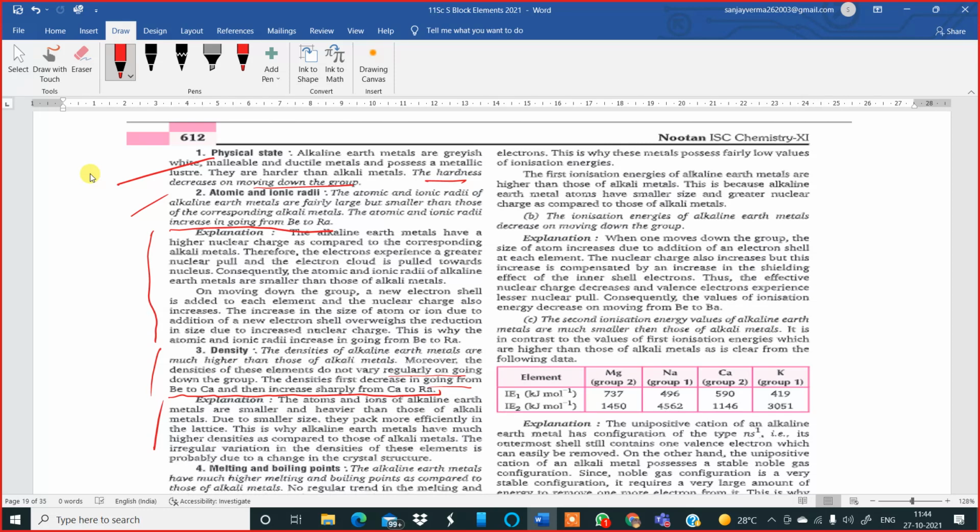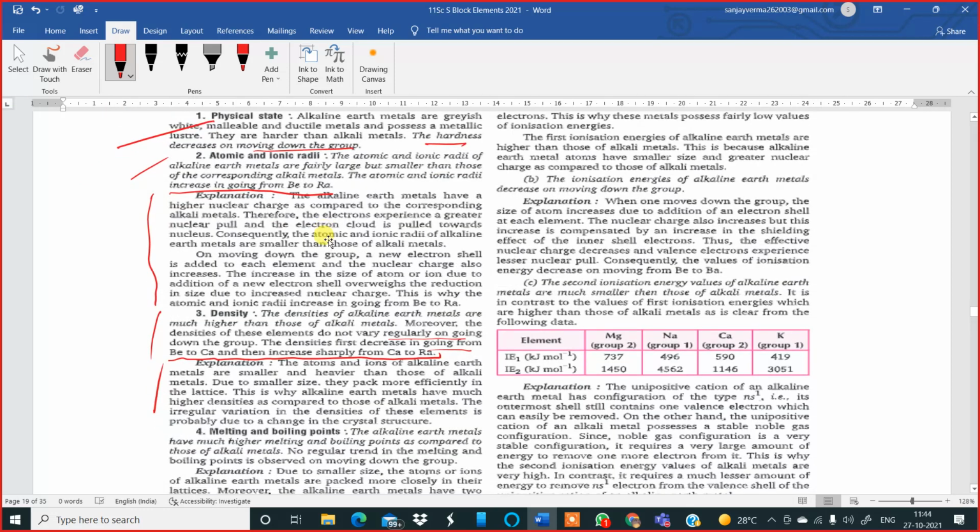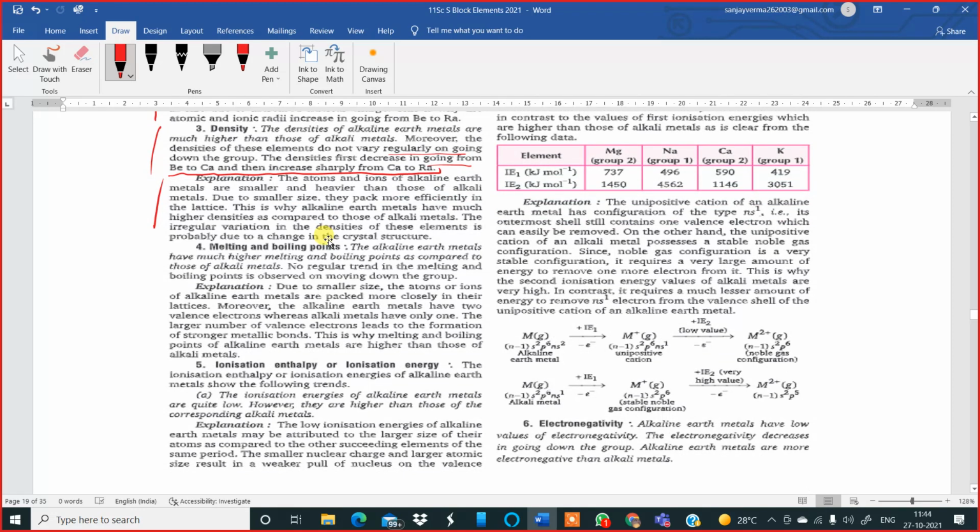Coming to melting and boiling points, which is important. The alkaline earth metals have much higher melting and boiling points as compared to those of alkali metals. No regular trend in the melting and boiling points is observed on moving down the group. They may vary slightly or they may vary highly. Now, due to smaller size, the atoms or ions of alkaline earth metals are packed more closely.